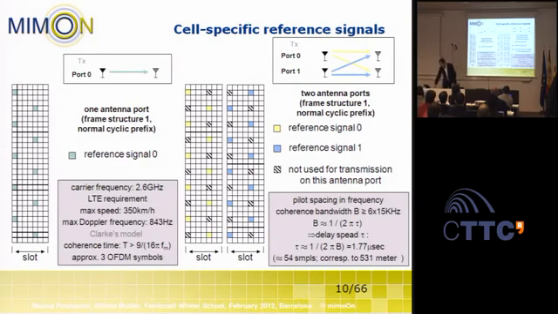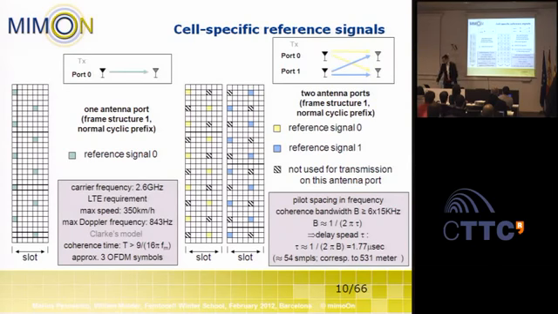Similarly, if we look at the spacing in frequency, and we consider the coherence bandwidth, the bandwidth over which the channel is approximately constant, then we see that this supports delay spreads of the channel of up to 1.7 microseconds. So these are reasonable numbers.